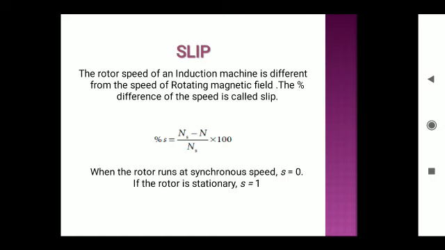When the rotor runs at synchronous speed or nearly equal to the synchronous speed, then the rotor speed is Ns or nearly equal to Ns. At that time the slip is equal to 0. And if the rotor is in stationary condition or in standstill mode, then the rotor speed is 0. At that time the slip is equal to 1.